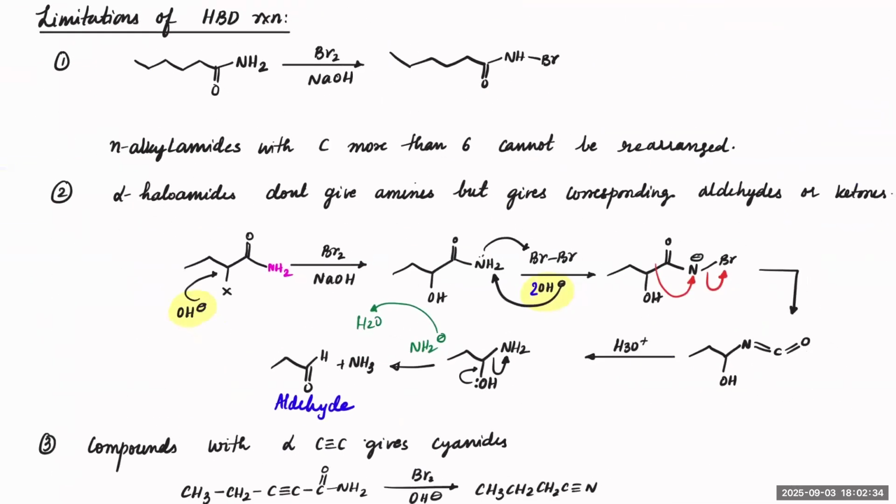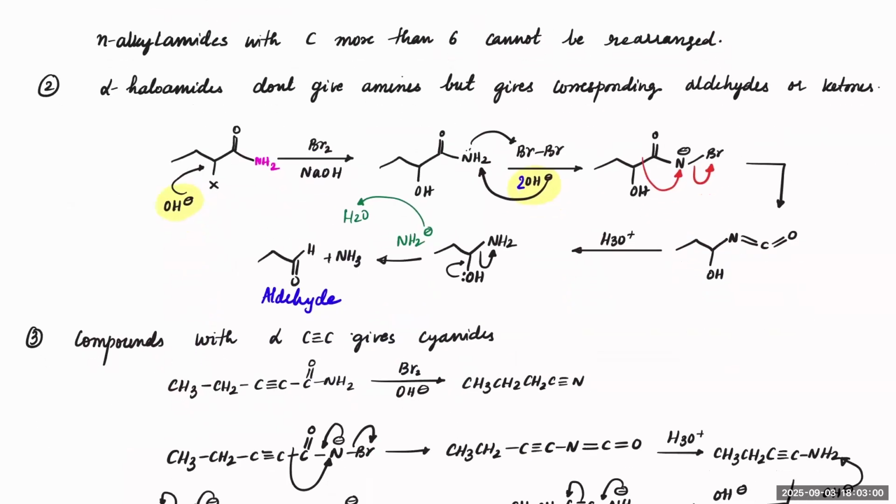What are the limitations of HBD reaction? In HBD reaction, if the alkyl group which is supposed to migrate or make a Wolff rearrangement has more than 6 carbons, then the rearrangement becomes a very slow process. So that means you will not be able to get an amine that easily. So if it is 6 or more than 6 carbons.